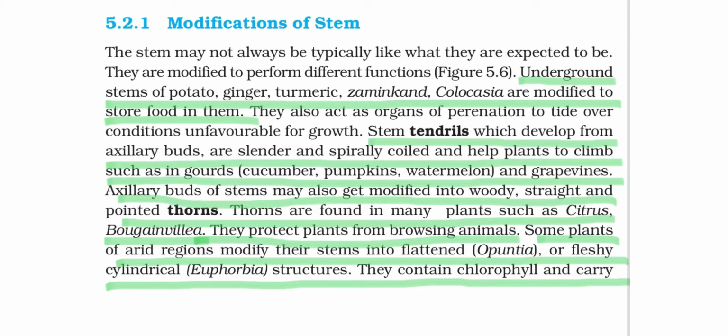Some of the plants actually are found in arid region, means desert में मिलते हैं, and they have a modified stem that is a flattened structure, जो हम जनरली Opuntia में देखते हैं, जिसको हम थोर बोलते हैं. These structures are actually fleshy, cylindrical in euphorbia. So there are two examples of arid plants, Opuntia and euphorbia. Actually they contain chlorophyll and they carry out photosynthesis. So stem is modified for photosynthesis.